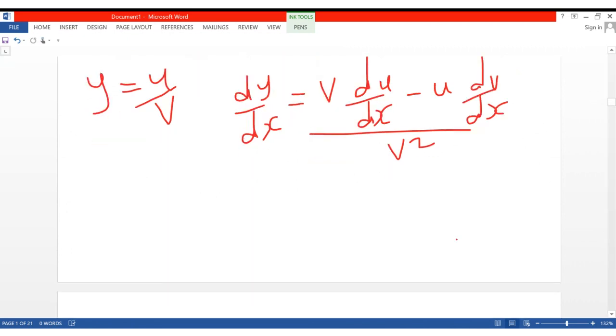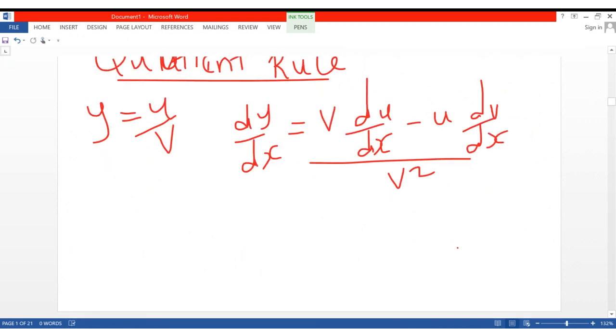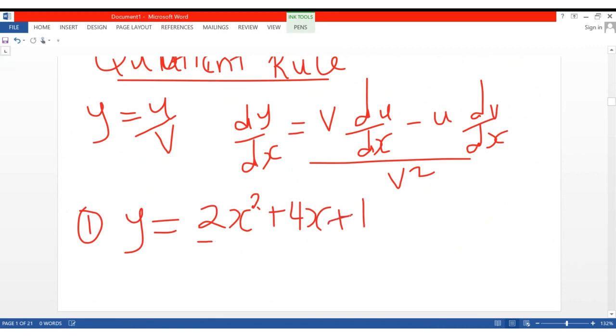So when you have a division, we apply this formula. When you have a product, you apply the previous formula. So when you have the formula, you have everything that you need. Let's do example 1. I'll not even do a lot of examples. 2x squared plus 4x plus 1, all over 5x. We do a simple one like that. You can see the division, so the quotient rule will apply.